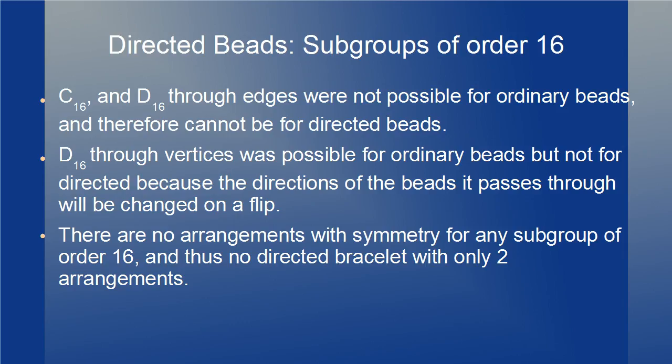For subgroups of order 16 and larger, we have nothing. This is because for non-directed beads we got nothing except for the subgroup with vertex flips, and vertex flips are now out. So let's move down to subgroups of order 8.